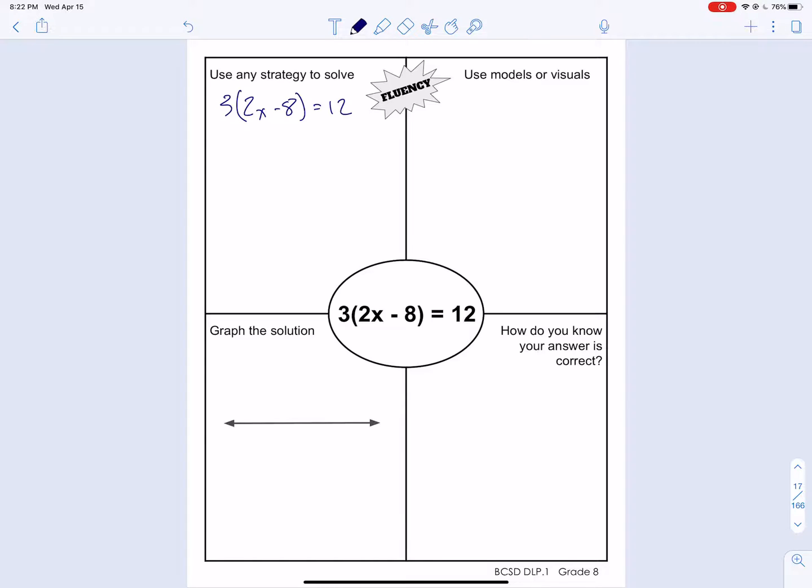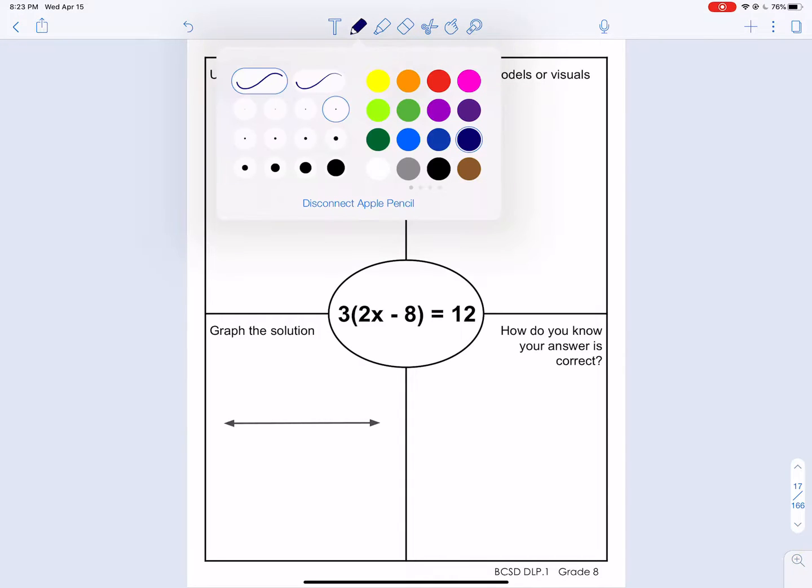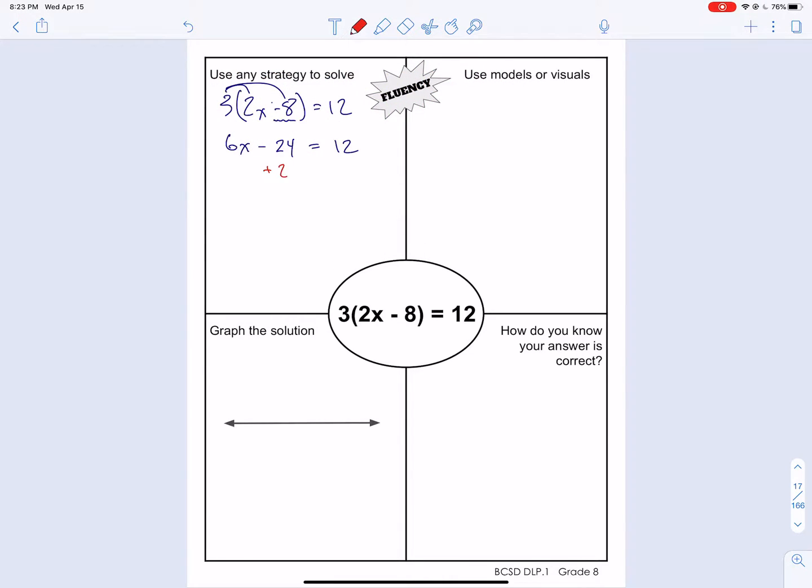equals 12. Okay, multiply using distributive property. 3 times 2x is 6x. And then again, 3 times negative 8, so it has to be the number and the sign. So 3 times negative 8 is negative 24, which becomes minus 24. That equals 12. Okay, so now we have a two-step equation, just like on the previous page. And we add 24 to both sides to make that become 0. And that leaves us with 6x on the left, and then 36 on the right. Divide by 6.